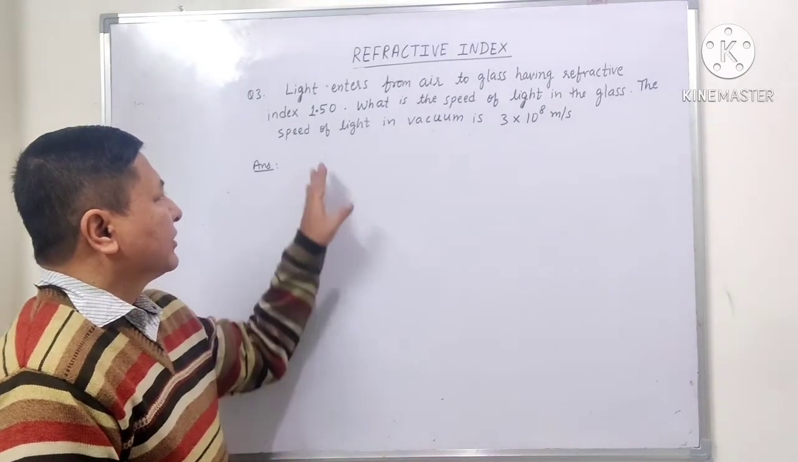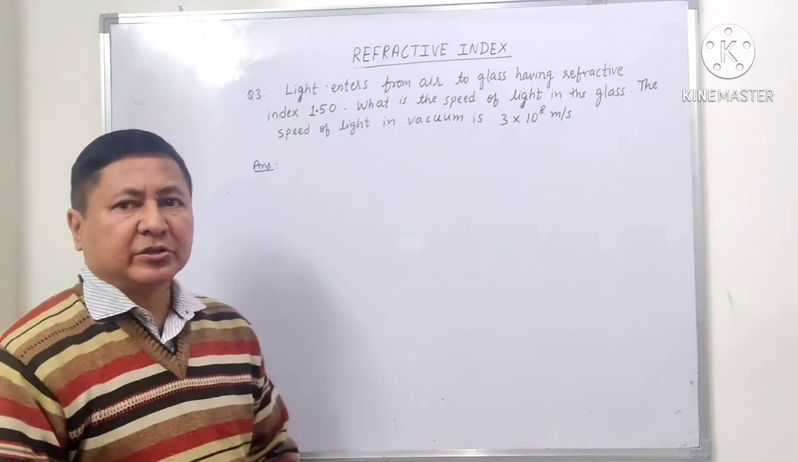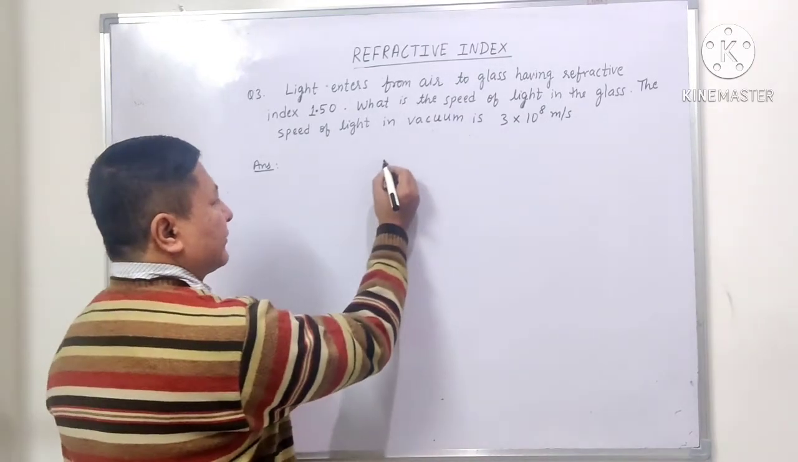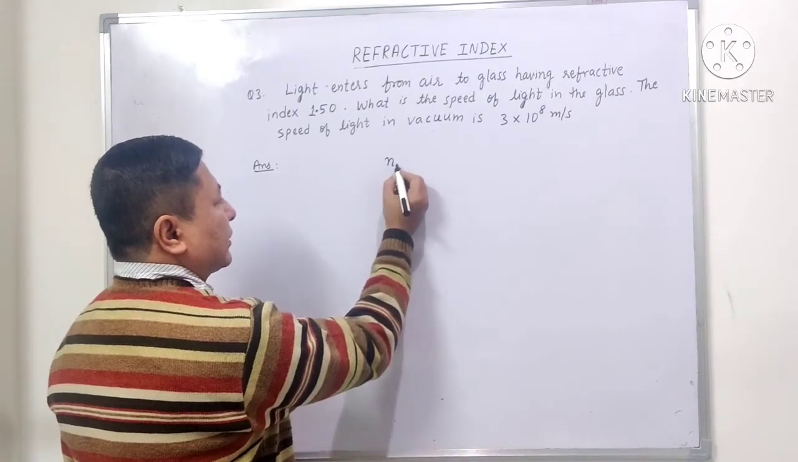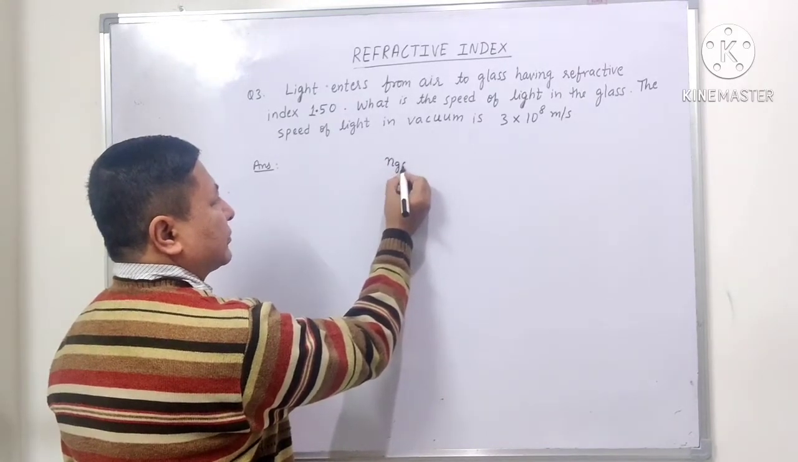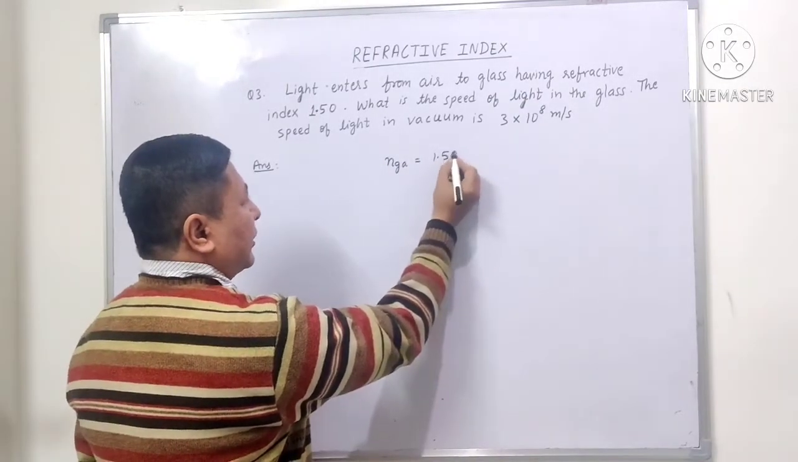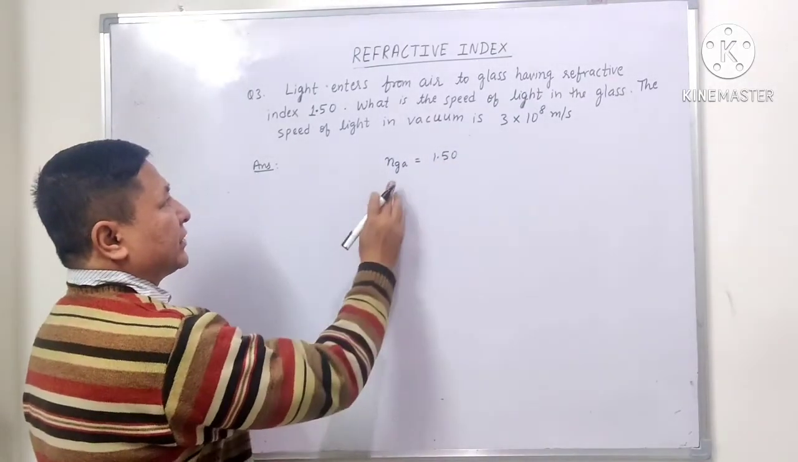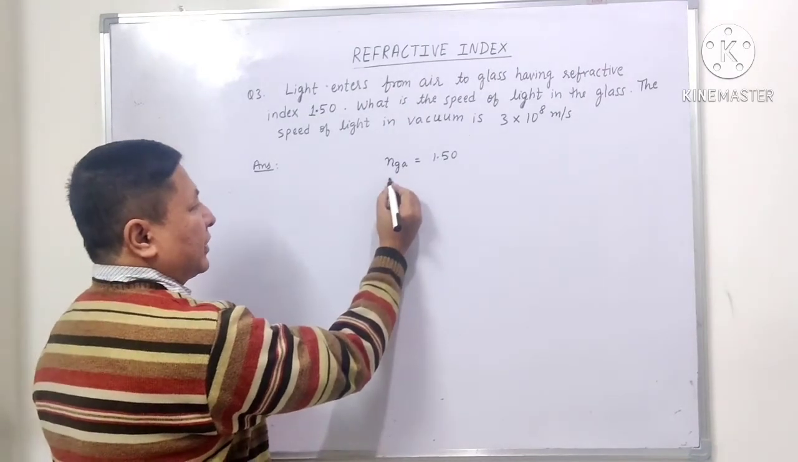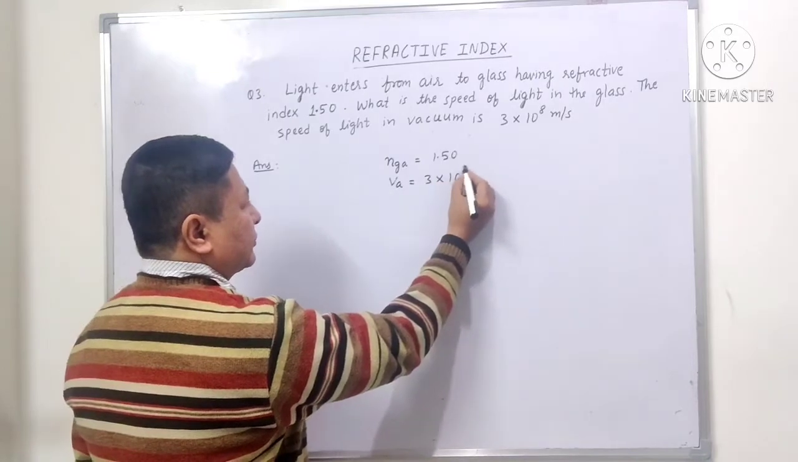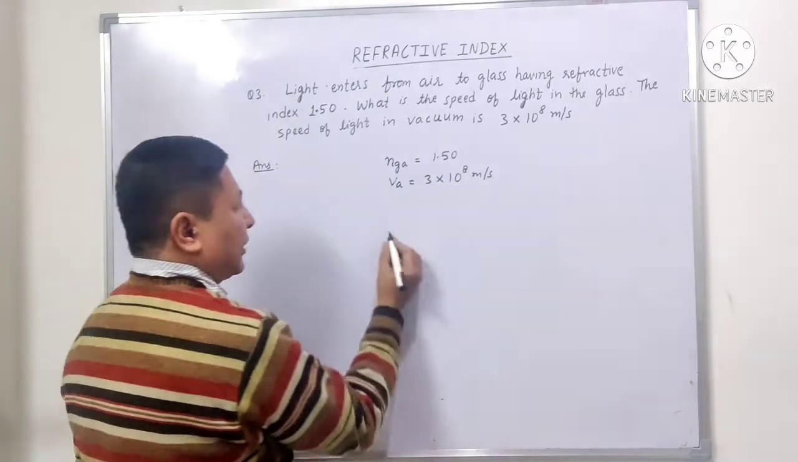If it is given that the speed of light in vacuum is 3 into 10 raised to 8 meter per second. Now in the question it is given that the refractive index of glass with respect to air is 1.50, and the speed of light in the glass we have to find. The speed of light in air is 3 into 10 raised to 8 meter per second.